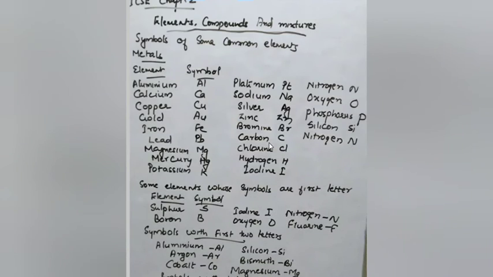Symbols with Latin names. The first element is sodium, natrium, Na; copper, cuprum, Cu; silver, argentum, Ag; mercury, hydrogenium, Hg; potassium K; calcium; iron, ferrum, Fe; lead, plumbum, Pb. So these are the letters or symbols used for elements. Some elements use the first letter, some the first followed by the second letter, and for the third kind we use the Latin names.